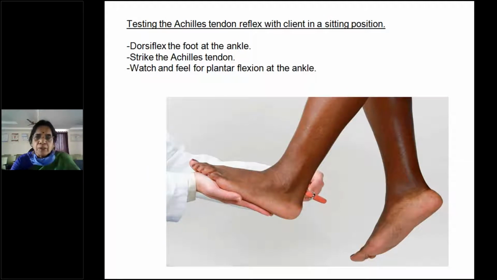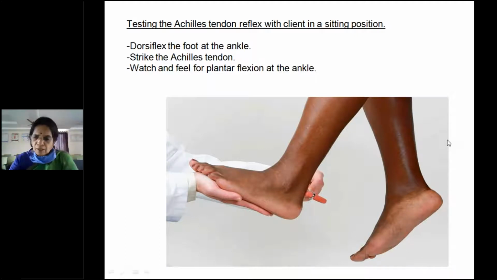Next, this is the ankle jerk. For the ankle jerk, the patient should have dorsiflexion of the foot. You should see that the foot is extended so that the tendon is stretched. Then you apply the stimulus and see the contraction of the muscle as well as the plantar flexion at the ankle. So dorsiflex the foot at the ankle, strike the Achilles tendon, and then watch and feel the plantar flexion at the ankle.